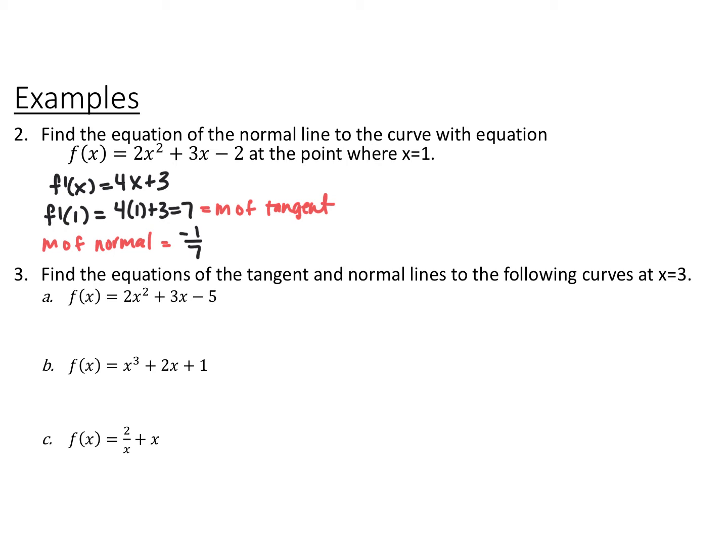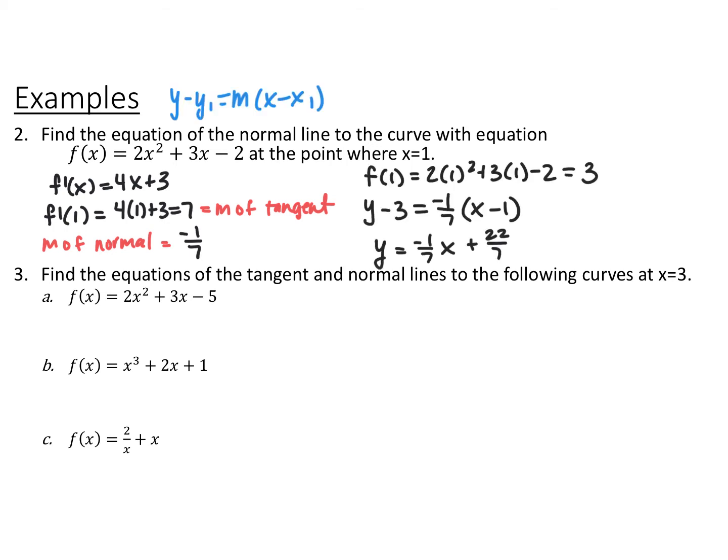So if you haven't already done so, go ahead and pause the video and finish writing the equation of the normal line. So you need the y-coordinate in order to do point slope form. So I found the y-coordinate of the original function by plugging in 1 into f of x and got the y-coordinate to be 3. And so using point slope form, y minus 3 is equal to your slope, which we found to be negative 1 over 7, times x minus 1. And either leave it that way, or if you write it in slope-intercept form, it'd be y equals negative 1 over 7x plus 22 over 7.